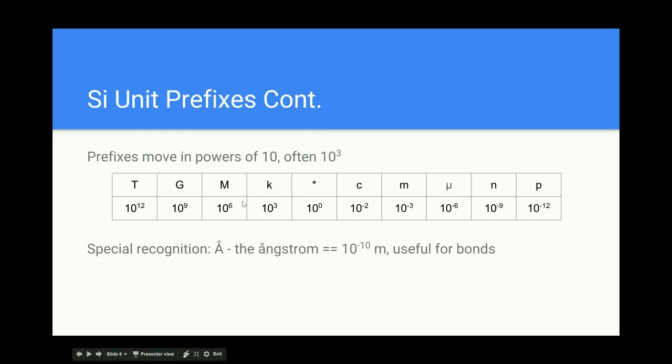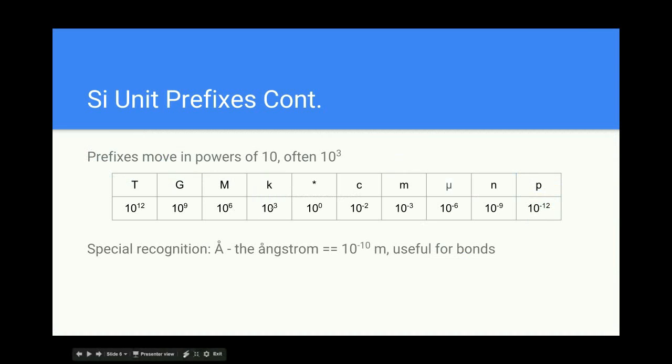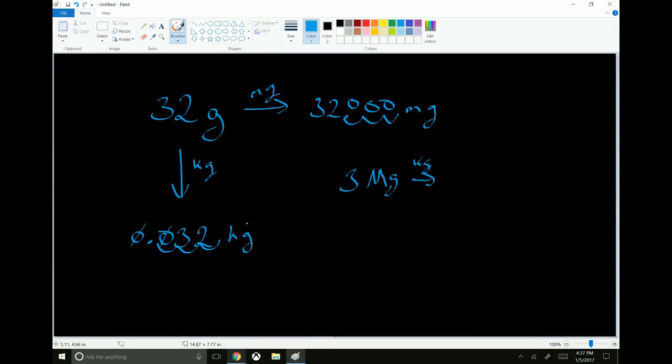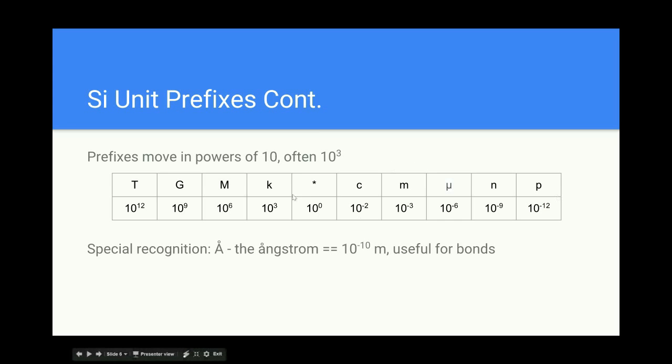Say megagrams to kilograms. So 3 megagrams to kilograms. Okay, you're moving to the right. Going from 6 to 3 means you're going 3 spaces to the right. So it will always work so long as you have the units written in the correct way and you have the numbers.